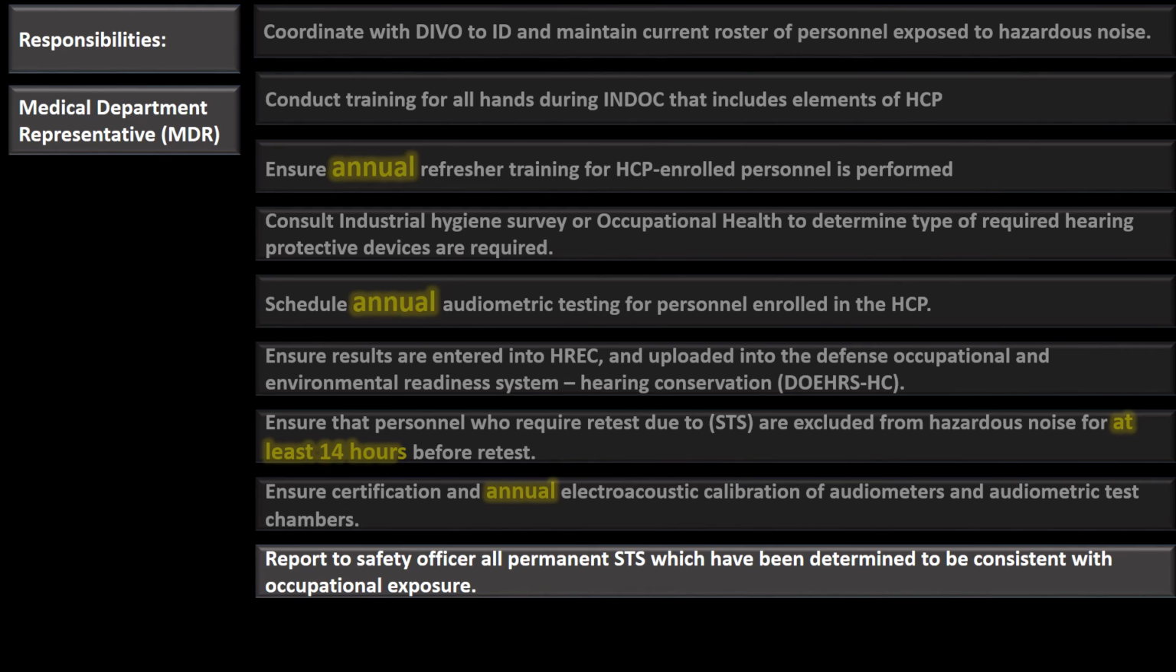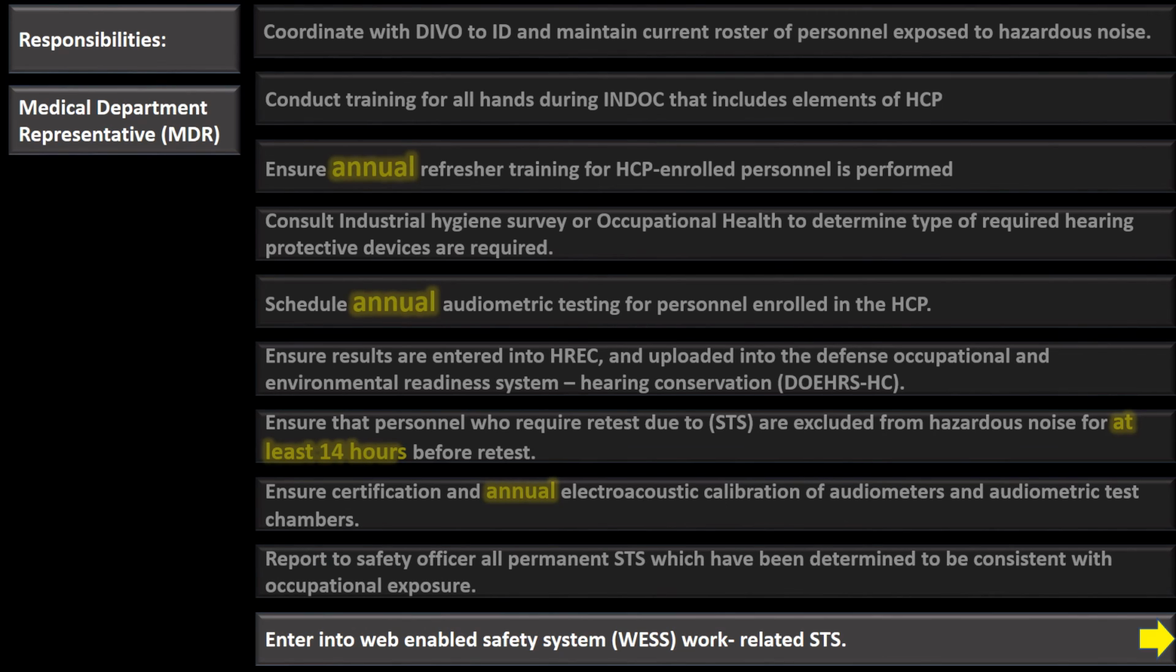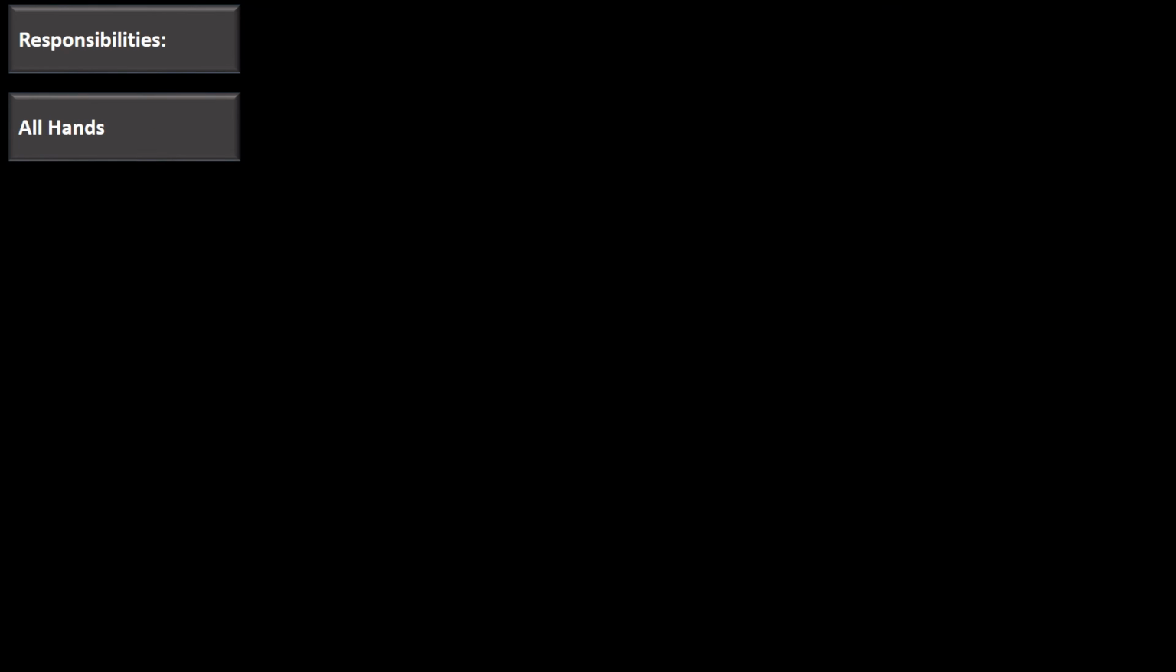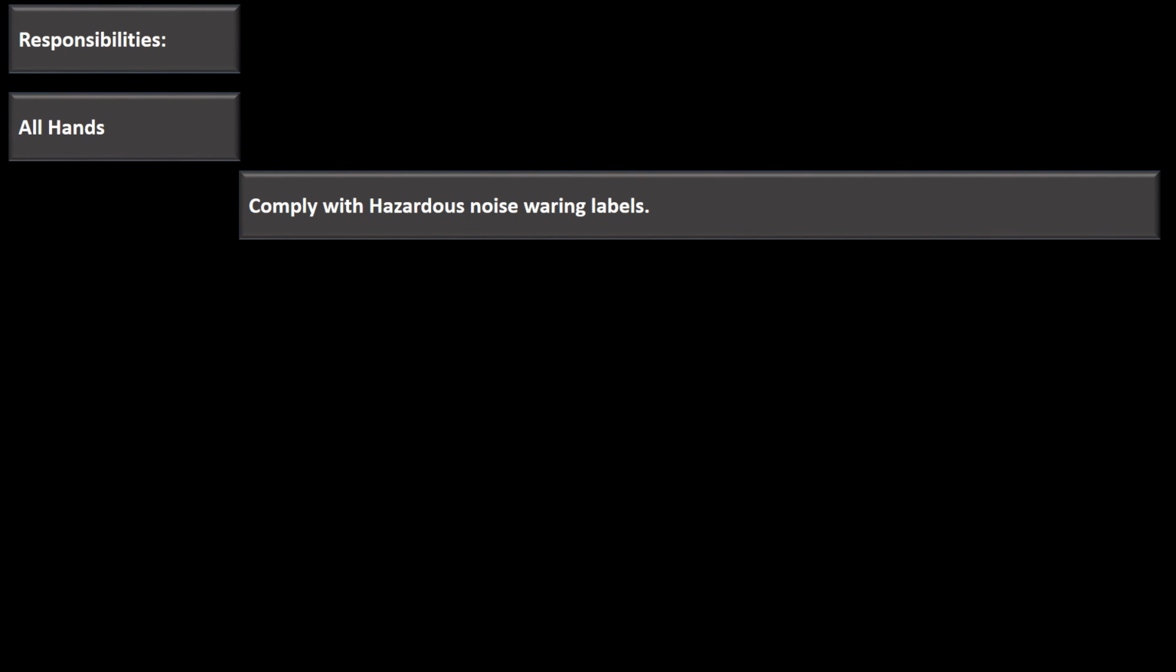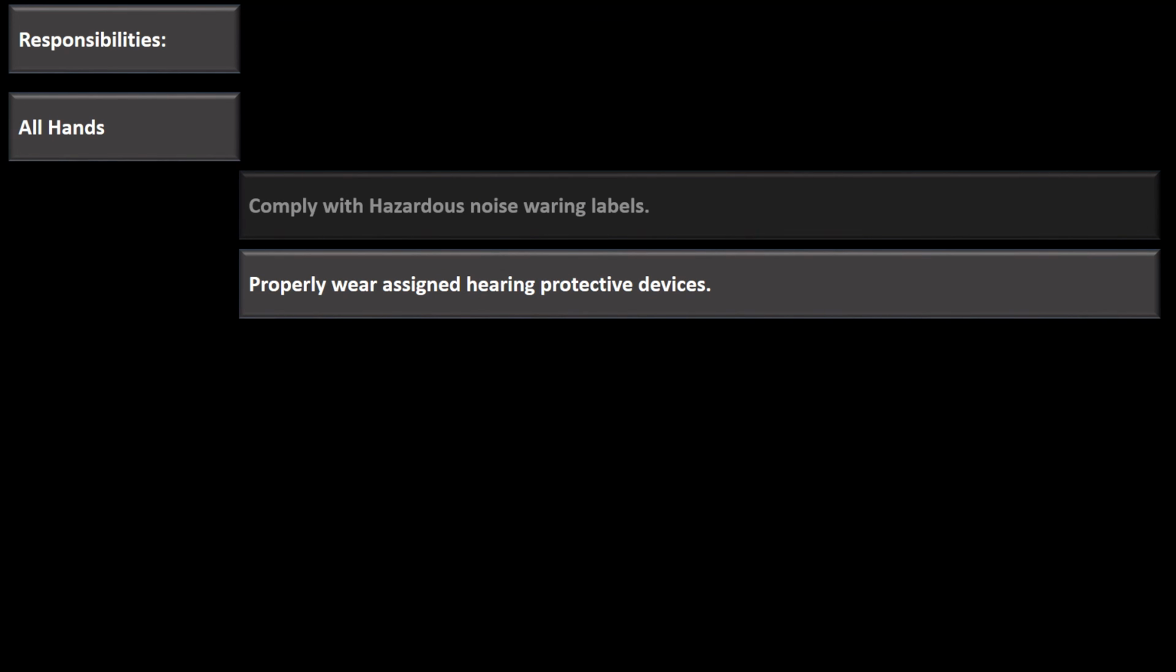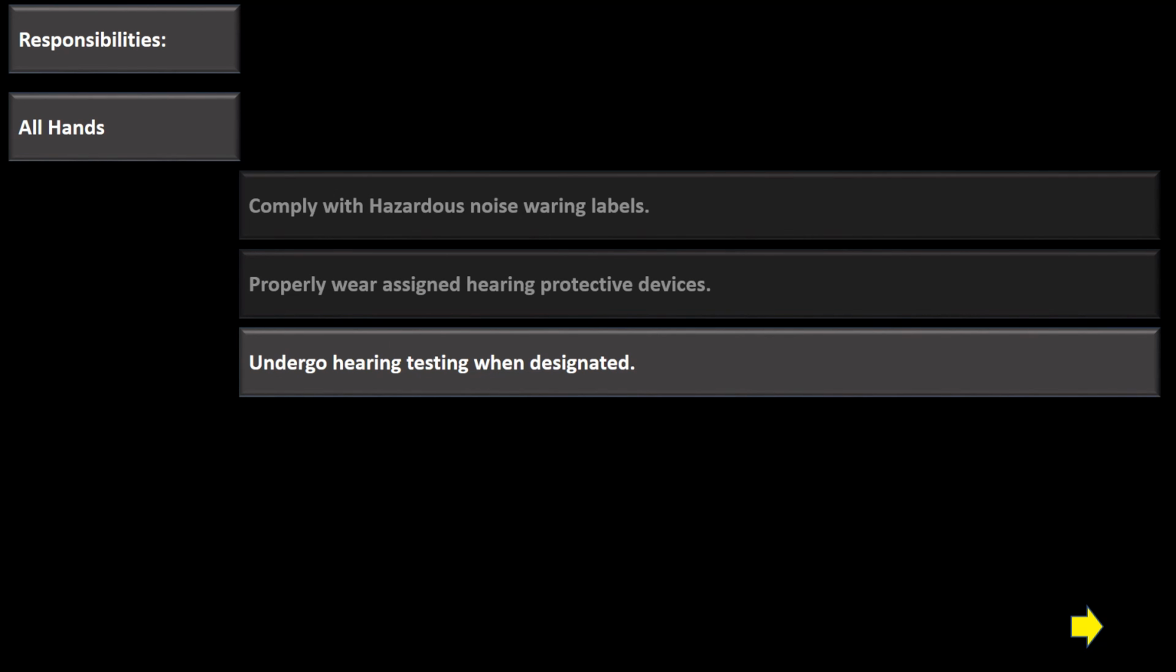They have to report to the safety officer all permanent significant threshold shifts that have been determined to be consistent with occupational exposure. So all significant threshold shifts that occurred on the job, they have to report to the safety officer. And they have to enter into the web-enabled safety system any work-related STS, like we covered in the previous slides. And then all hands have to comply with the hazardous noise warning labels, properly wear assigned hearing protective devices, and undergo hearing testing when designated.